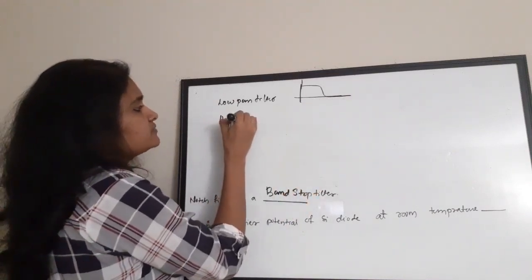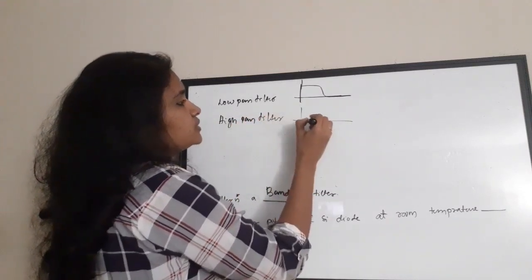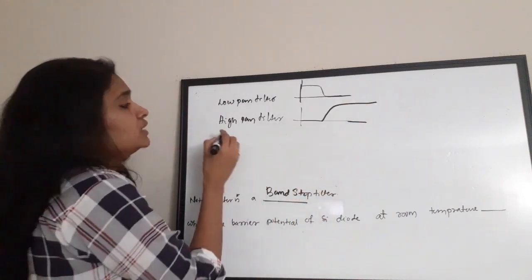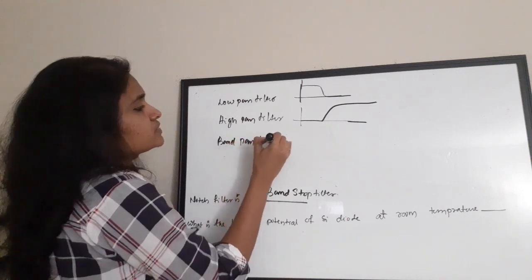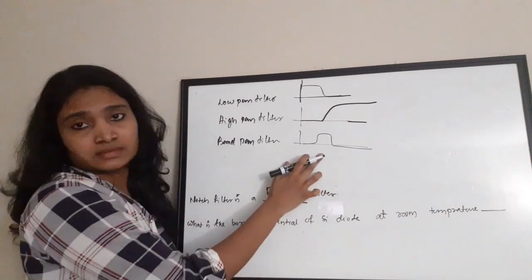Now for the high pass filter, it will be in the reverse form. That is, it will not pass lower frequencies, it will pass only higher frequencies. So it will go like this. Now there is the band pass filter. This will only pass a certain band. So the curve will look like this.